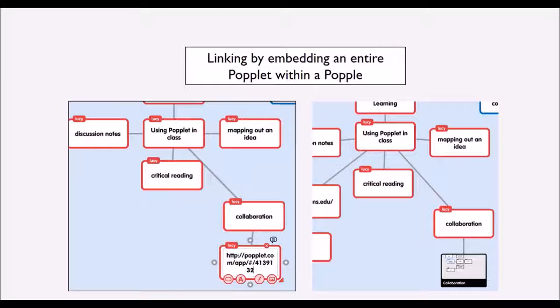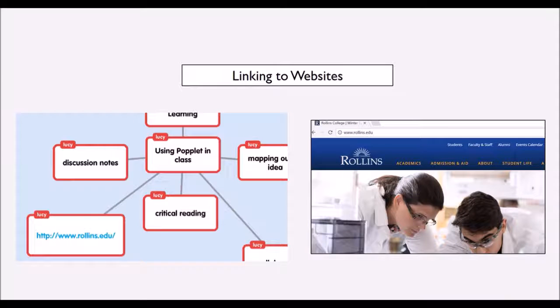If you want to embed an entire Poplet into the popple of another Poplet, simply create a new popple and copy the URL into the text space. When you unselect that popple, the URL will change to a minimized view of the linked Poplet. To access it, simply click on that popple. To link to a website beyond Poplet, enter a URL in the text space of a popple. Click on the URL to navigate to this external site.